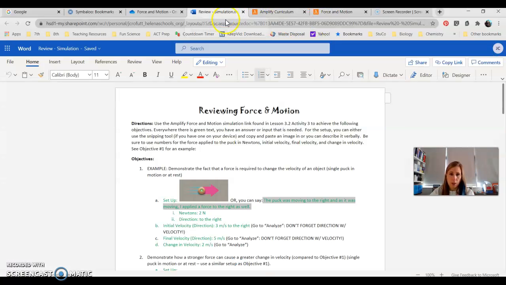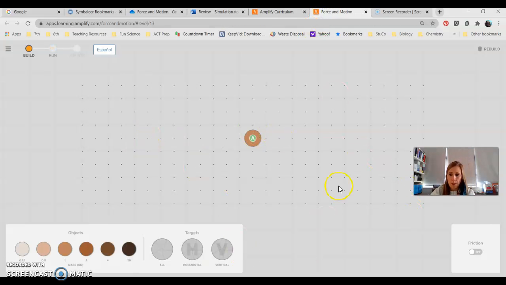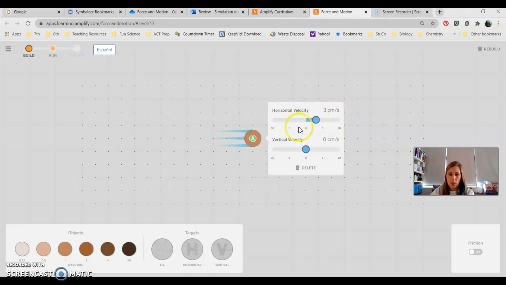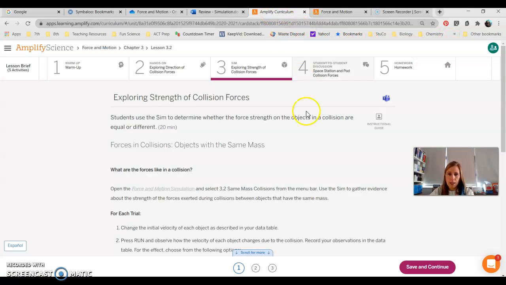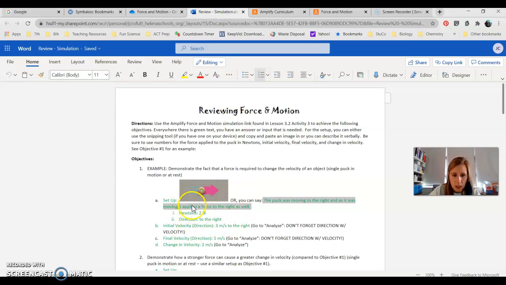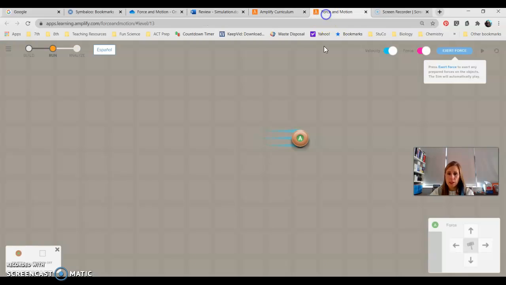In this case, my initial velocity was 3. I started my puck out by clicking on it and setting my horizontal velocity to 3, which should mimic what the picture had. I hit run, then hit pause and prepare force really quick. It says I exerted a force of 2 newtons and my direction was to the right. So 2 newtons in this case would be 2 clicks to the right. That showed my force. This is what I screenshotted, and this is how I prepared my test.